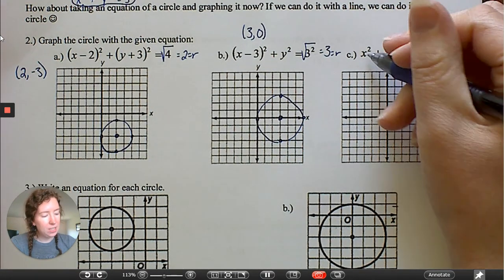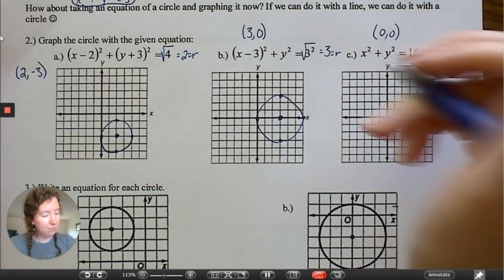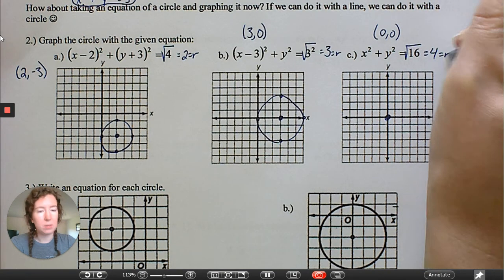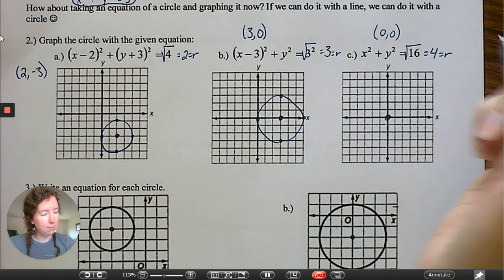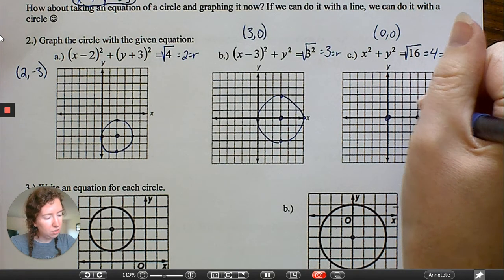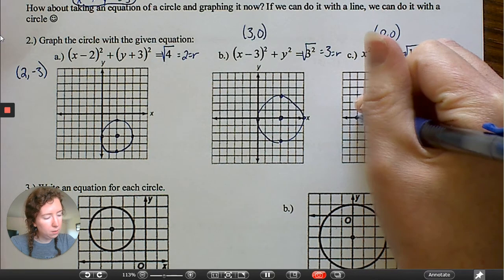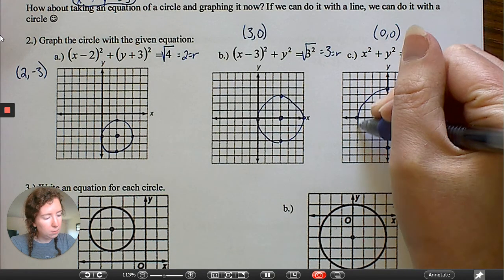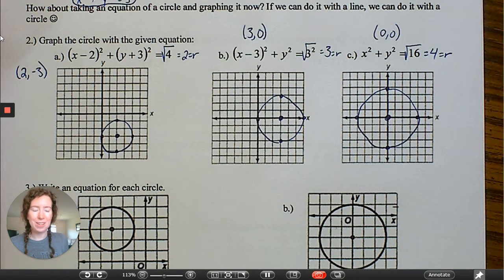Next one, we've got x squared and y squared, so I know this one's going to start at the origin because there's nothing subtracting or adding. So I've got the origin here. The square root of 16 is 4, so that's my radius. Remember, we're square rooting, we're not dividing by 2. So that's another common mistake I see. So the square root of 16 is 4, so you count out 4 in each direction. 1, 2, 3, 4. 1, 2, 3, 4, and you make your circle. Isn't she pretty?